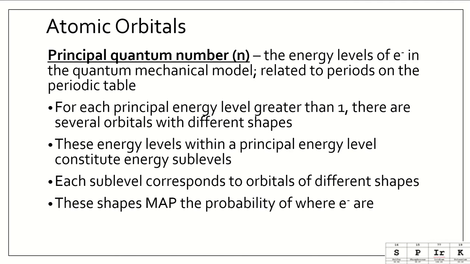So we're going to see these shapes on the next few slides, and just keep in mind that these aren't telling us exactly where the electrons are, because we can't know that, but we do have a mathematical expression that tells us where they probably are, or most likely are.